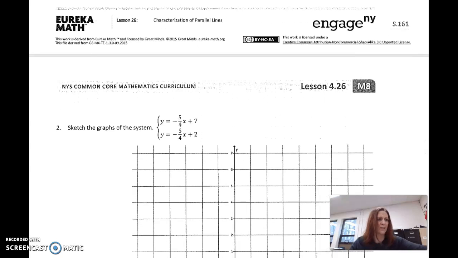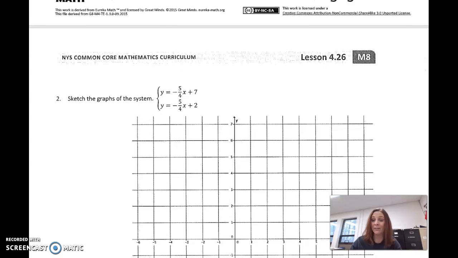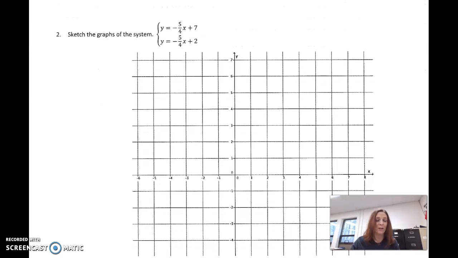Again, guys, feel free to pause it if you need to write anything down, or rewind it if you need to hear something again. Okay, so hopefully from the last one, we're starting to see something right away. But if not, let's go through our steps. Let's sketch this again. So I'm going to start with y equals negative 5/4 x plus 7. So I want you to notice that I put the negative up with the 5/4, and I'm going to talk about that in a second.